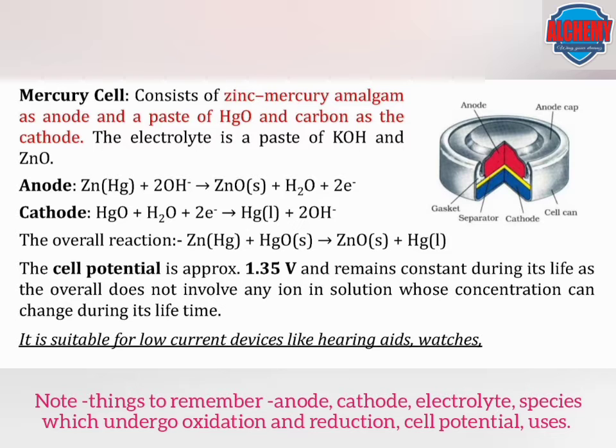The zinc undergoes oxidation and forms zinc oxide, water and 2 electrons, and these 2 electrons are accepted by the mercury oxide, which then undergoes reduction. The overall reaction taking place in the mercury cell is zinc plus mercury oxide gives zinc oxide plus mercury. In this reaction, zinc is oxidized and mercury is reduced. The cell potential of a mercury cell is approximately 1.35 volt and remains constant during its life. The mercury cell is suitable for low current devices like hearing aids, watches, etc.